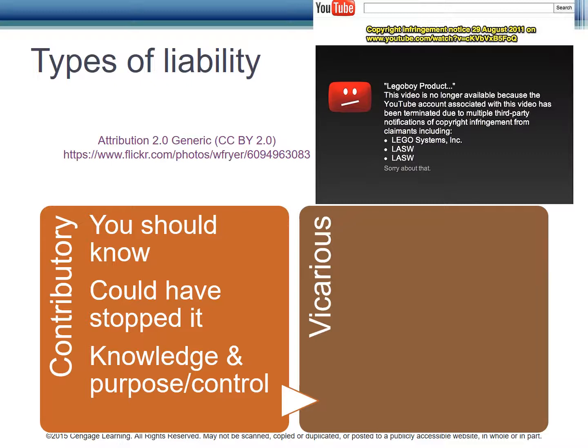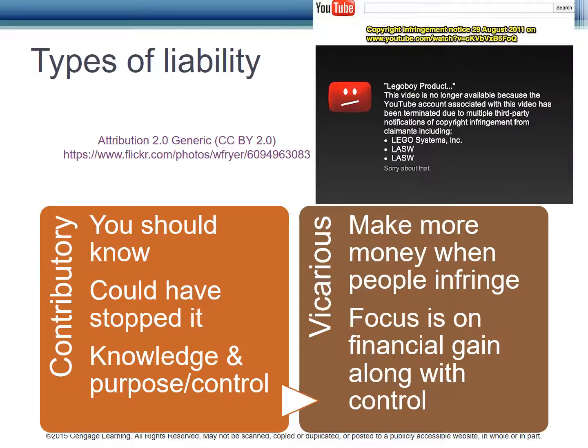With vicarious liability, you know that it's illegal and you could have stopped it or minimized it, same as contributory. However, vicarious liability goes further. You make more money when others infringe. The focus here is on money and control. Penalties are typically much harsher for those found guilty of vicarious liability.